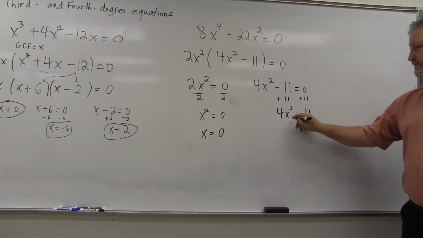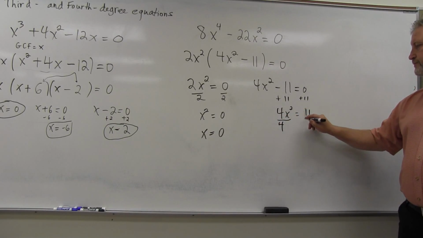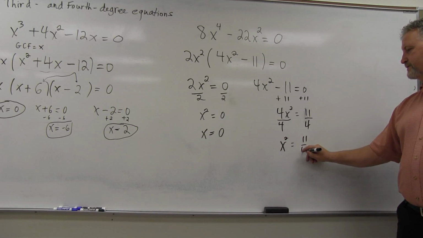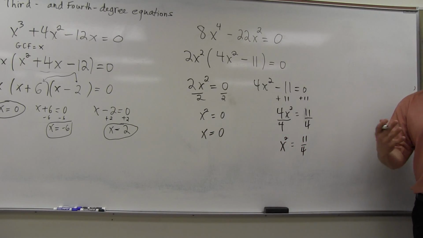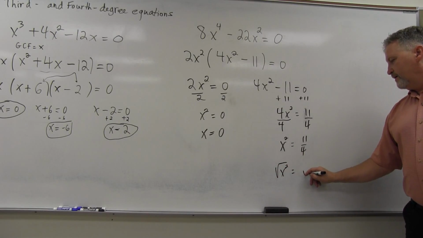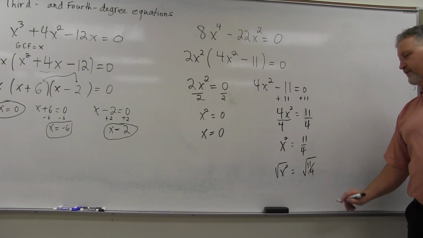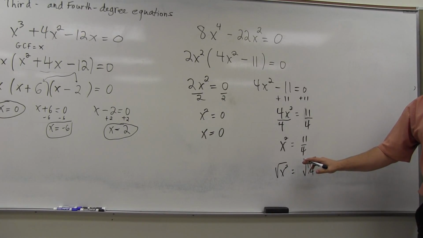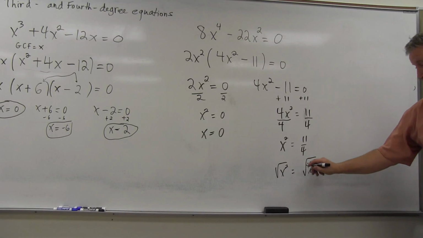4x squared equals 11, then divide that by 4. So we've got x squared equals 11 fourths. And that's where our square root method comes in, square root both sides. More or less what we're doing here. The only catch is what? It's a fraction, but what other thing do I need to add here? The plus or minus, yeah.